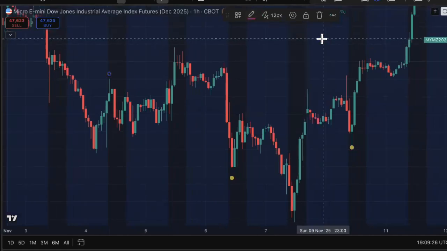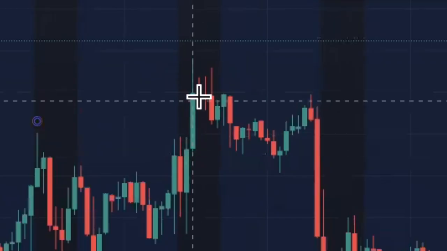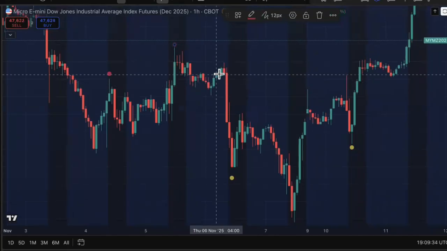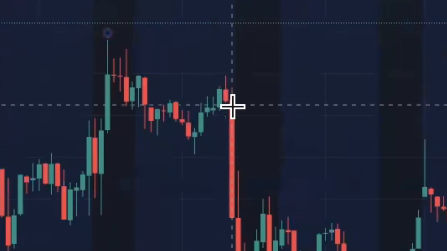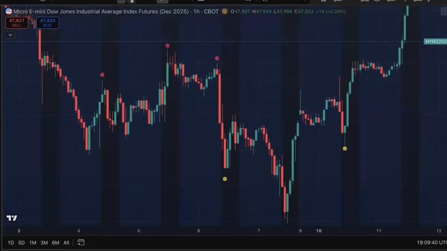Let's make this pink. All right, we have 1, 2, 3. This middle one is the longest. And we can do this one. 1, 2, 3. This middle is the longest. Now, this is on the 1 hour time frame.